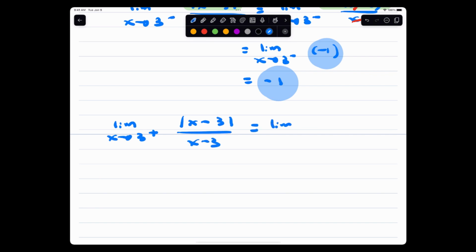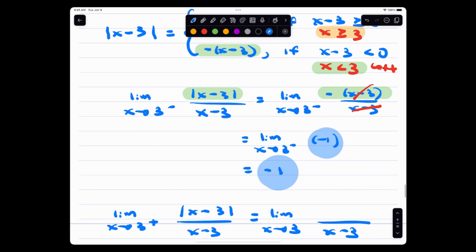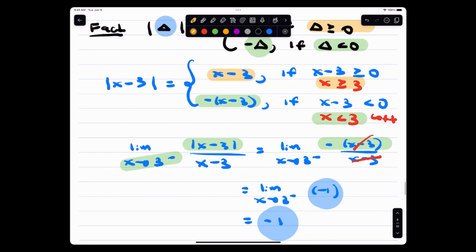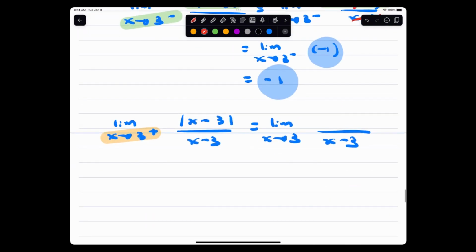Now, what does this become? Well, you say, wait a minute, which one do I use here? Well, you're approaching 3 now from the right. This was approaching 3 from the left. So the values of x that are to the right of 3, this is going to be to the right now. We use the top function because those x values are to the right of 3. It's x minus 3. So we're going to use that orange part.